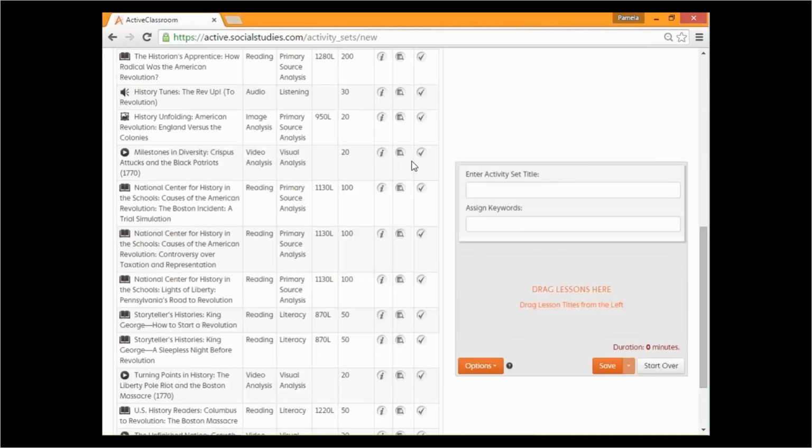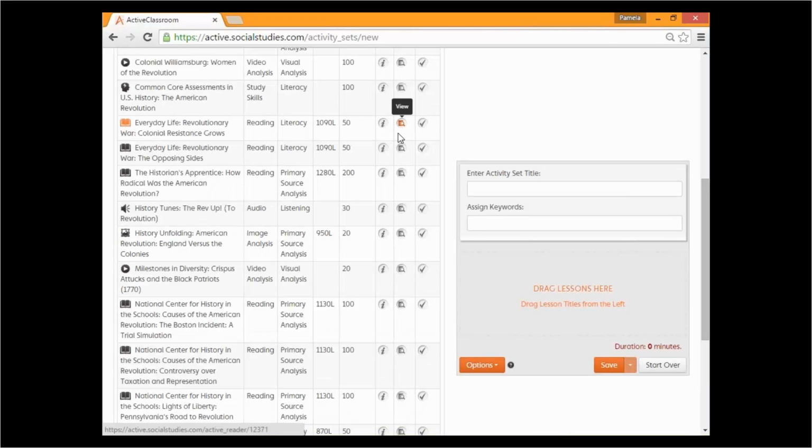Let's go back now and let's pick another topic. So in that particular series, we used 870 Lexile level, and we highlighted the text. Let's choose another one. This time, let's use Everyday Life, Revolutionary War, Colonial Resistance Grows. But let's take a look at what that's going to look like.